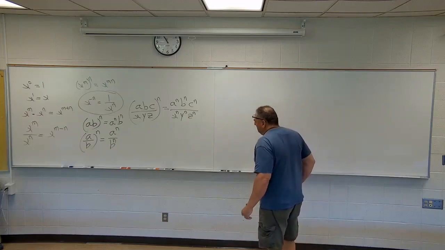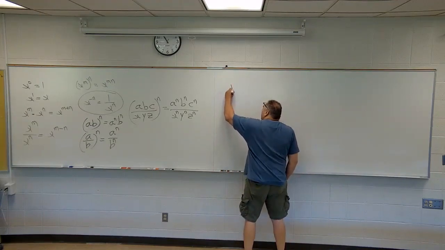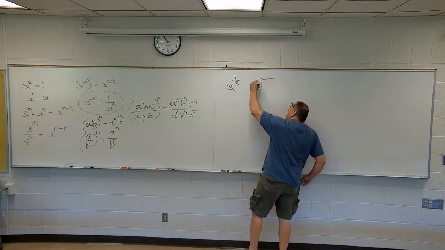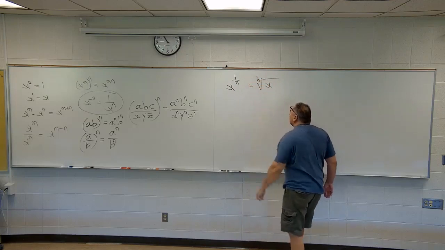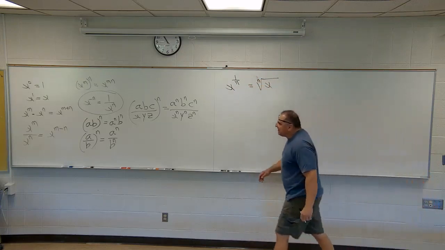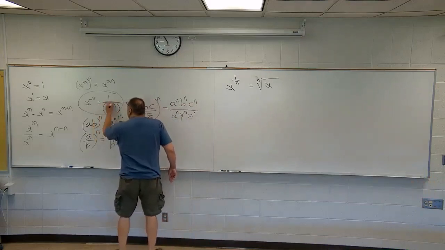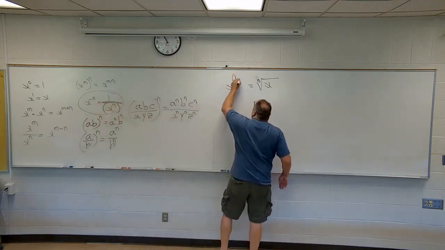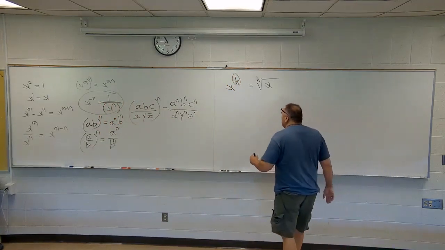Let's talk. If n is a natural number, and you have x to the 1 over n, that means the nth root of x. It does not mean the same thing as this. This thing right here means all of this underneath the 1. Here, it just means that. These are two different things, so don't ever confuse that.